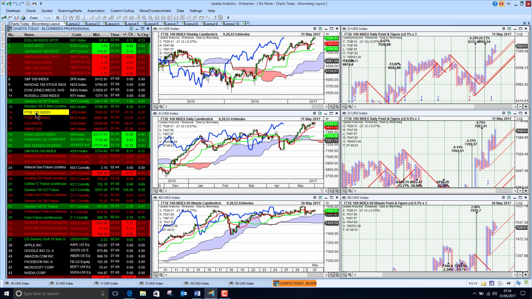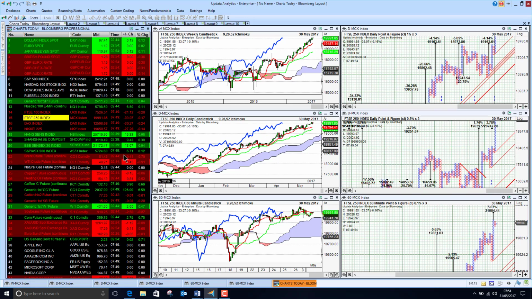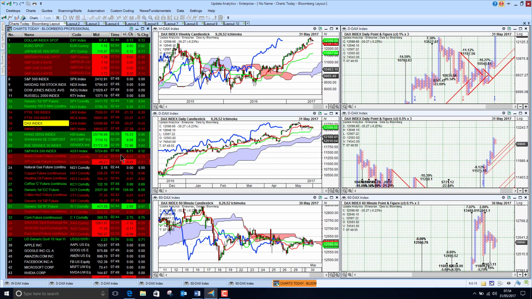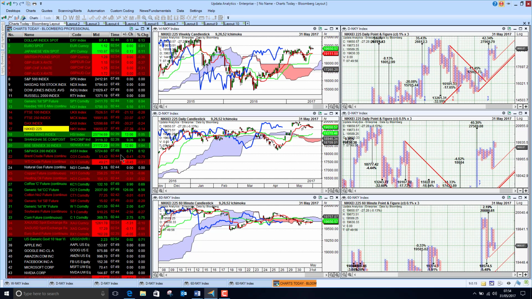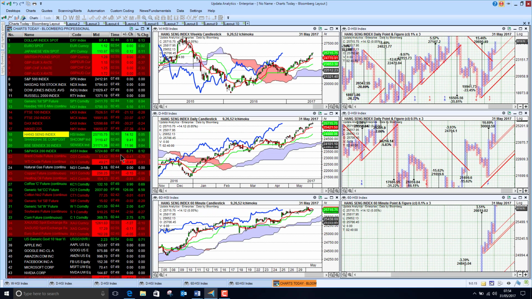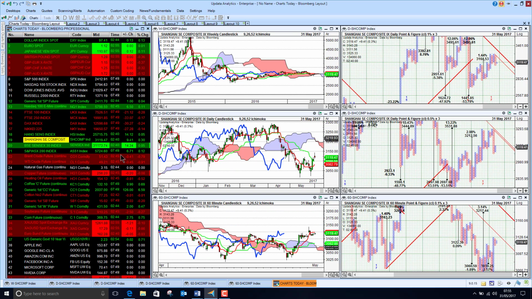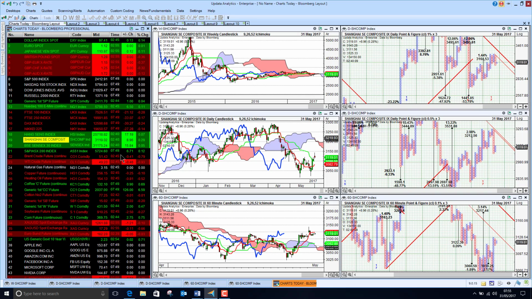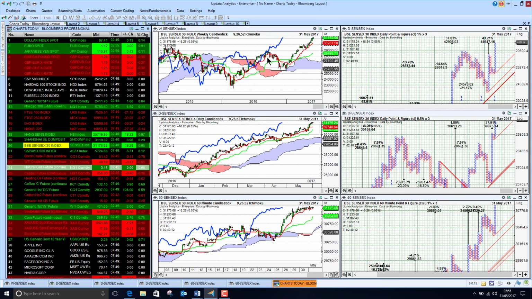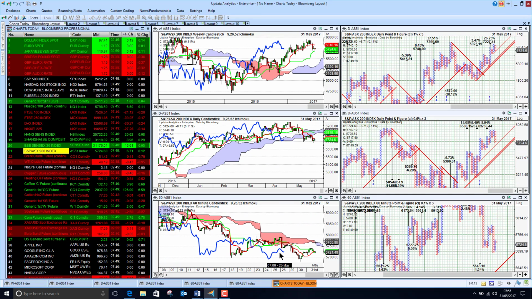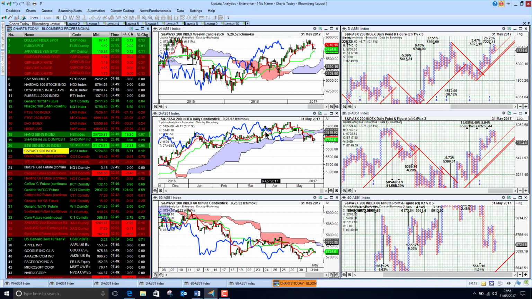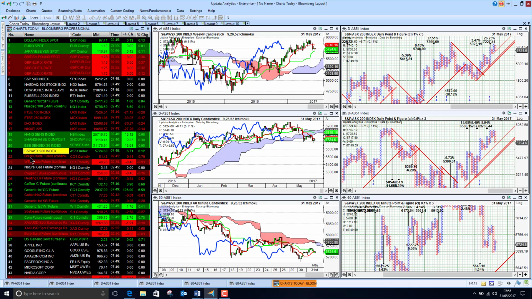FTSE didn't have such a great day yesterday, but is still looking very bullish on the chart, and the FTSE 250 much the same picture. The DAX is still just struggling short term, and the Nikkei is also just struggling short term with that stronger yen. Hang Seng Index is looking bullish on all three time frames, and the Shanghai Composite is recovering on the short term chart, though the medium and long term charts still have work to do. The Sensex is looking bullish on all three time frames, and the Australian market is still struggling in the short term, and just starting to show a little bit of weakness on the medium term chart as well.